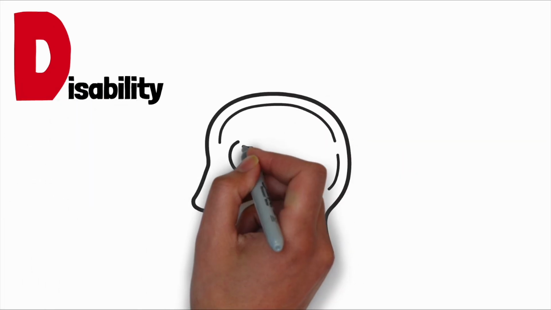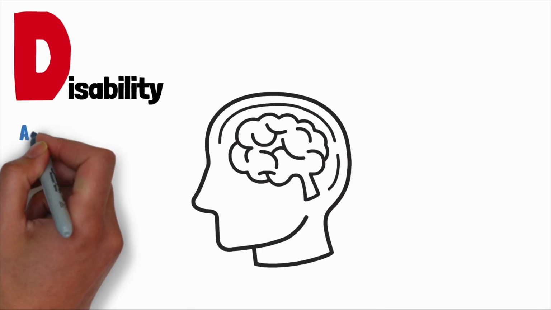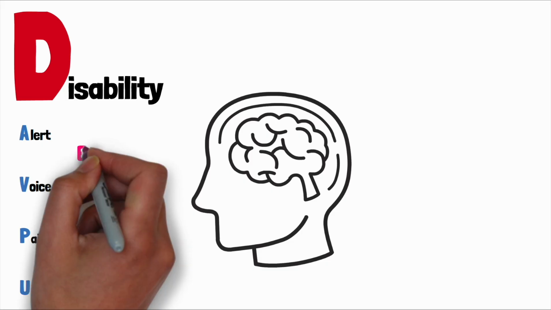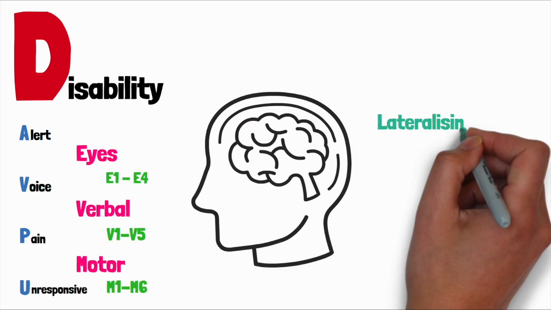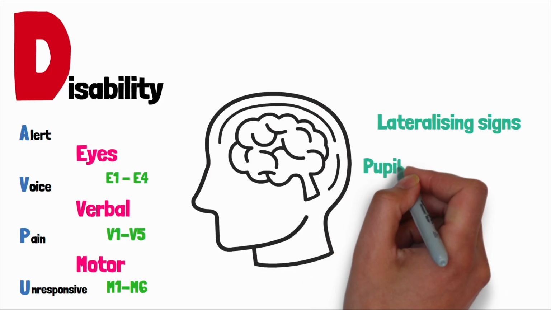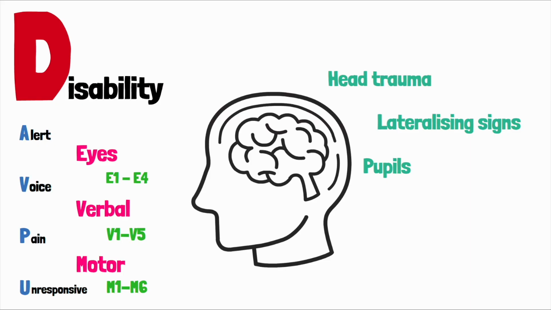D stands for disability. One of the main things that you will need to establish at this stage is the patient's conscious level. Different tools can be used, including AVPU and GCS. And this should be combined with a brief neurological examination to look for lateralizing signs, a pupil assessment, and looking for any signs of a head injury.